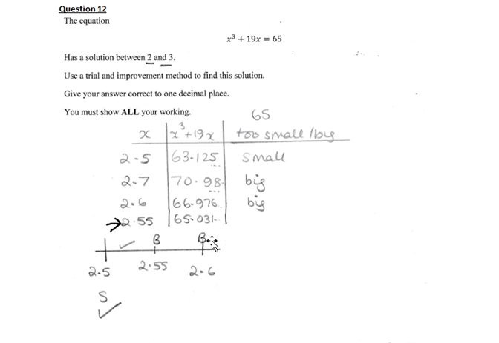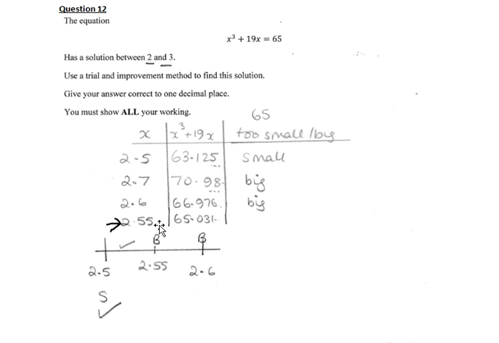So question 12, a classic trial and improvement question. You could get 1 mark just by subbing in x equals 2 and x equals 3 to show that one's too low and one's too high. If you went further, 2.5 ends up being too small when you put it into the calculator. 2.6 ends up being too big, so the answer is between 2.5 and 2.6.